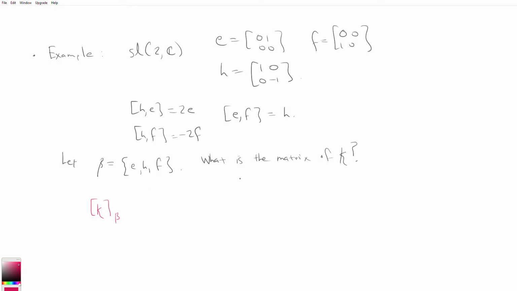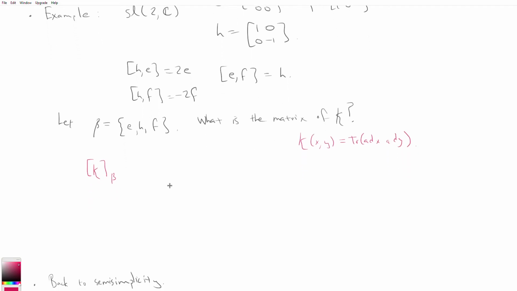And so, of course, recall kappa of x comma y is equal to the trace of ad x, ad y. So let's deduce what ad e, ad h, and ad f are. So we have ad e, and we just have to determine its action on the basis. So ad e acting on e is going to give you 0, so that's 0 here. E acting on h is going to give you -2 times e, so that's going to be -2, 0, 0. And then e acting on f is going to give you h, so this is going to be 0, 0, 1.